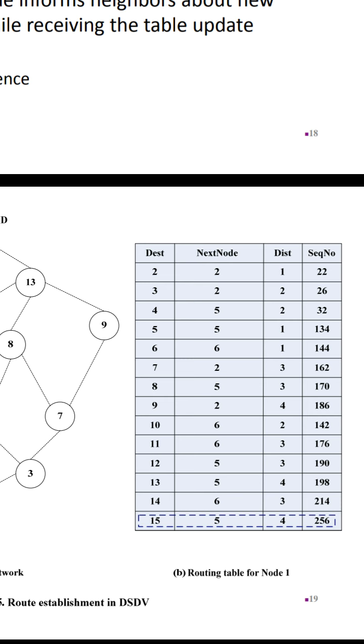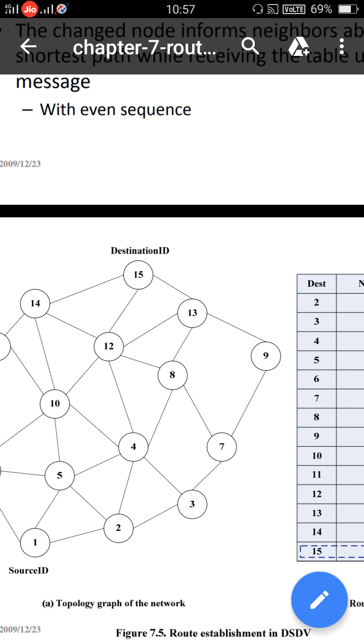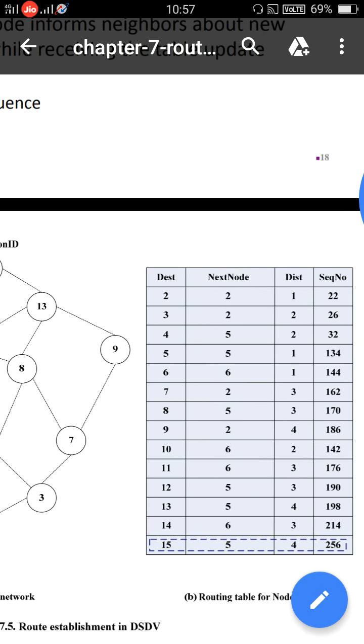Suppose, let us take our example, our destination is 8. To reach 8 from 1, the next node is 5, so in the entry for 8 the next node is written as 5. The distance from source node 1 to 8 is 3, so we write the distance as 3: that is 1 to 5, 5 to 4, 4 to 8, which is 3 edges. This is the way we fill this table, and the sequence number we generate automatically.